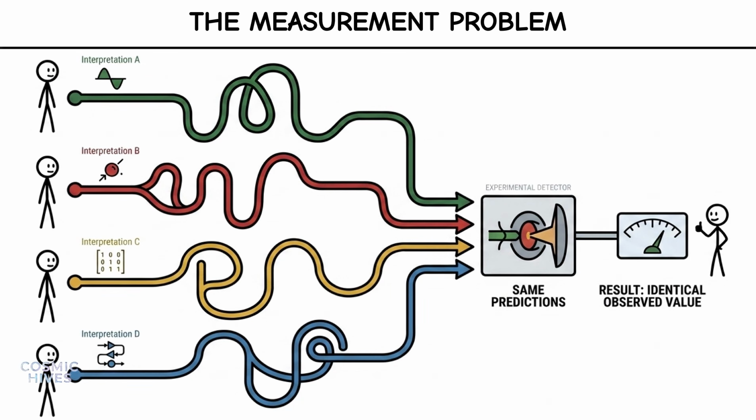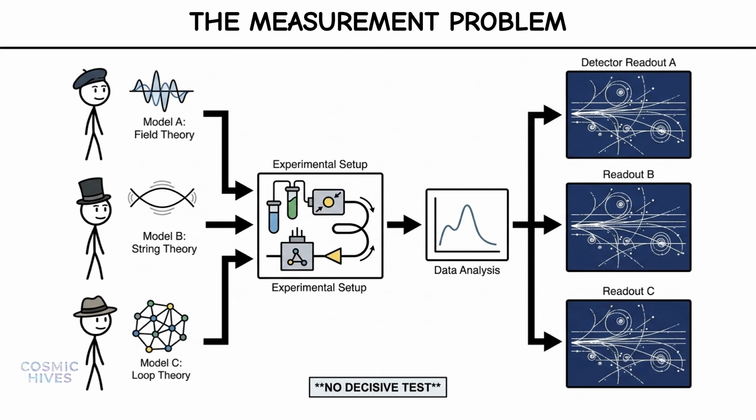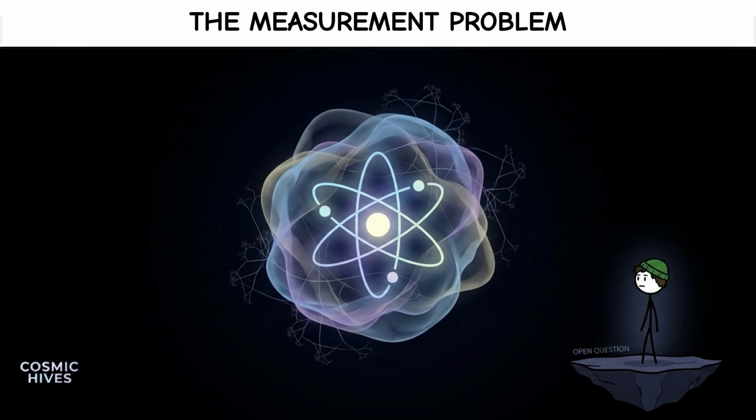All three interpretations, along with several others, including objective collapse theories and relational quantum mechanics, make identical experimental predictions for every test performed so far. There is currently no experiment that can distinguish between them. What is actually happening inside an atom at the deepest level, when nobody is measuring it, remains an open philosophical and physical question that the mathematics itself does not settle.